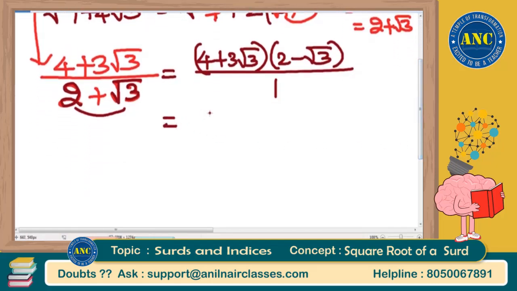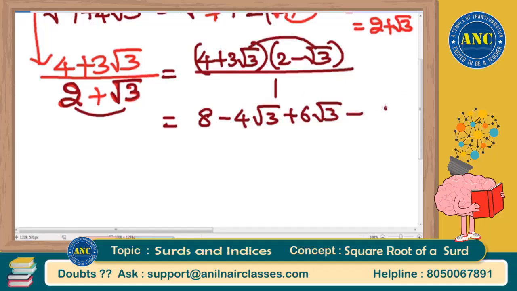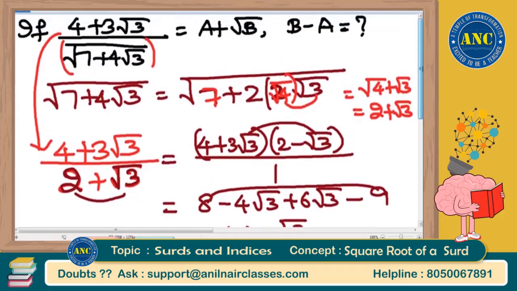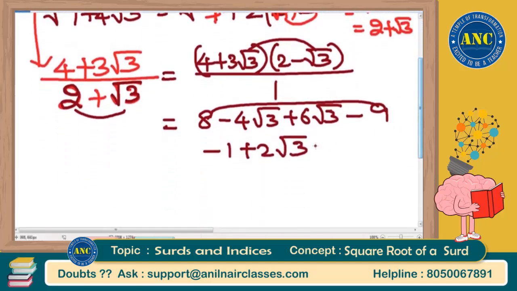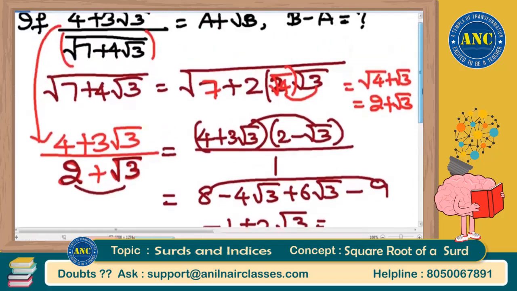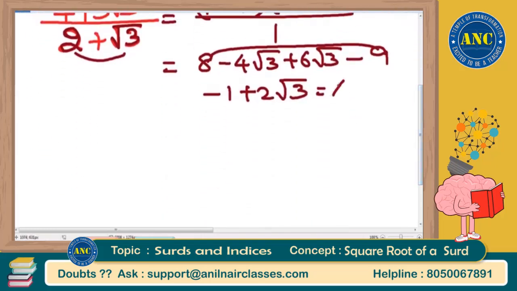Very easy. It is 4 into 2, 8, minus 4 root 3, plus 6 root 3, minus 3 into root 3 into root 3 is 3, 3 into 3 is 9. Denominator is anyway 1. So 9 minus 8 is minus 1 plus 2 root 3. They are comparing this value with A plus root B, right?